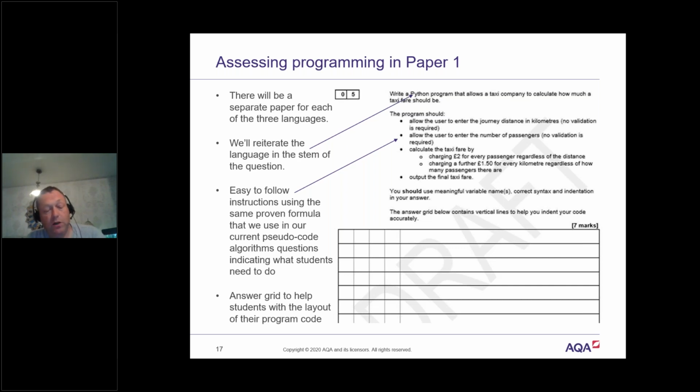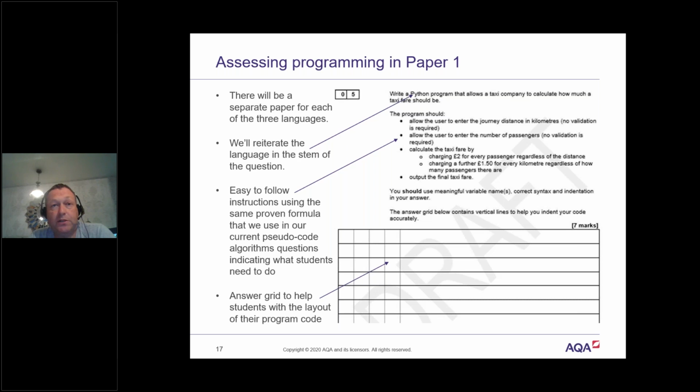One of the big questions we got very early on was about indentations. Because students are handwriting code, how can we as AQA differentiate between the case of letters? How can we ensure that the indentation's correct? So what we've done in this case is we've produced an answer grid with the indentations to help students to indent the code as they write in the examination paper. Because we are aware it's not an easy thing to do for students.